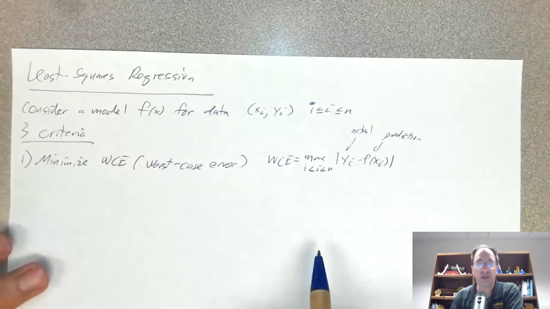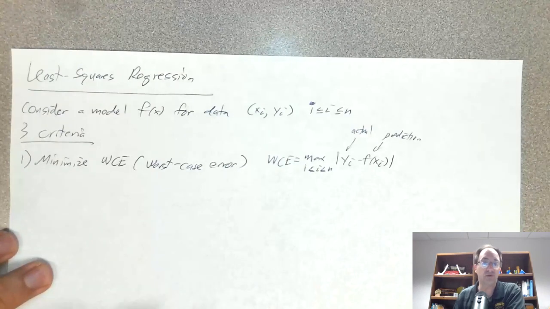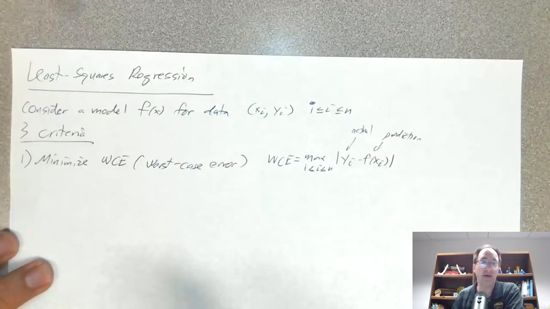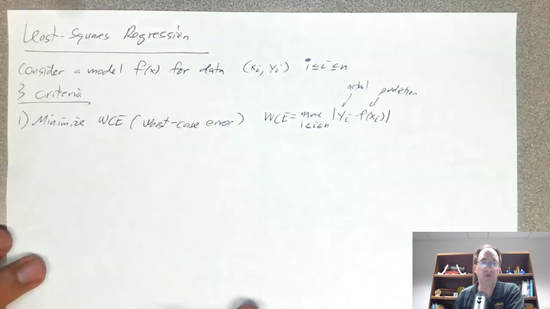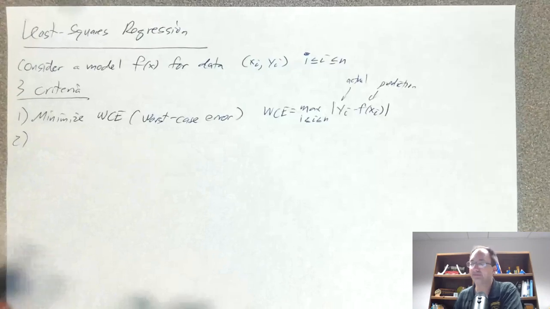And depending on your situation, having a bunch of error close to 0 and then one data point that's really far off may be okay, or that may be the worst thing that you would want for your model. And so if that's the case, then you want to minimize the worst possible case error. And so that's what criteria number 1 does for us.